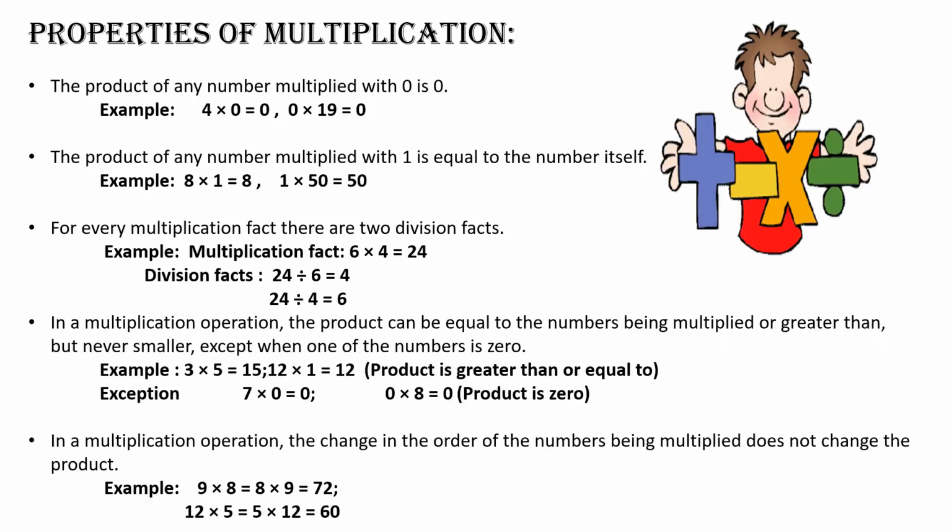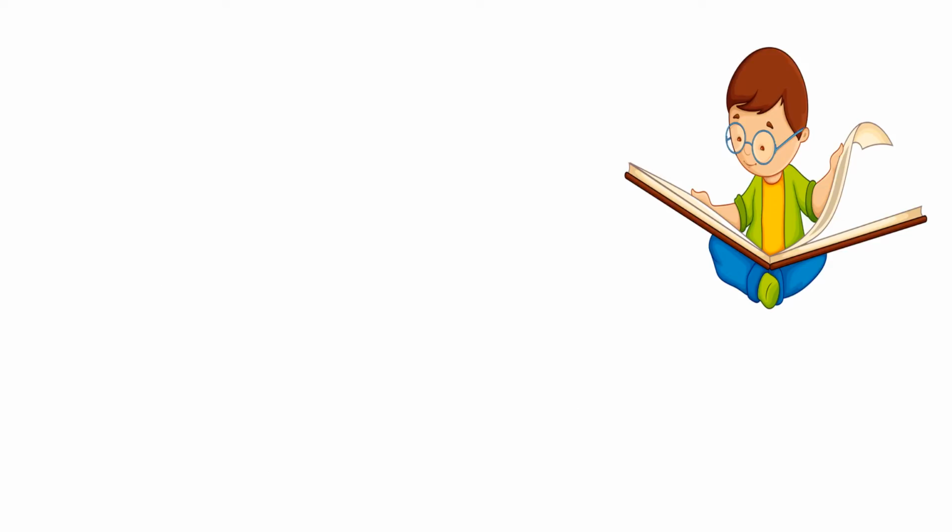In multiplication, the change in the order of the numbers being multiplied does not change the product. So even if I change the order of multiplication, my answer remains the same. 9 into 8 is equal to 72 and 8 into 9 is equal to 72, which means 9 times 8 or 8 times 9 is 72. Or 12 times 5 or 5 times 12 gives me 60. So even if I change the order, my answer remains the same. Now let us move further.